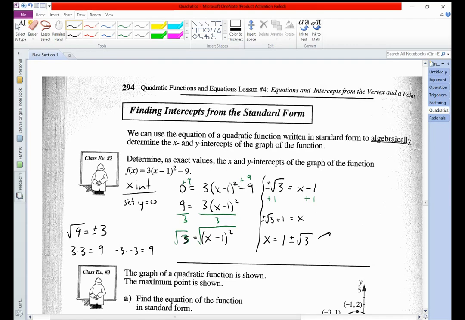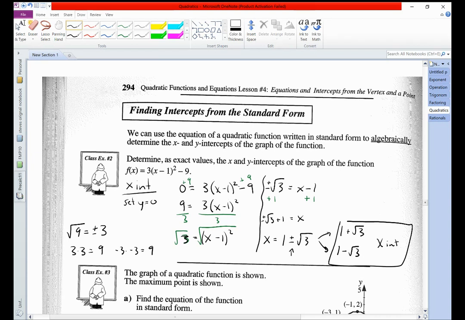So this splits. One x-intercept is going to be 1 plus root 3, and the other one's going to be 1 minus root 3. And that's why we have plus or minus there. And that's the way we're going to leave it for our x-intercepts. We could get decimal numbers, but they are going to go on forever.